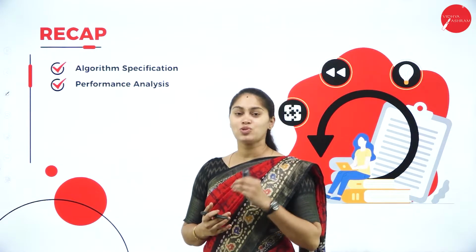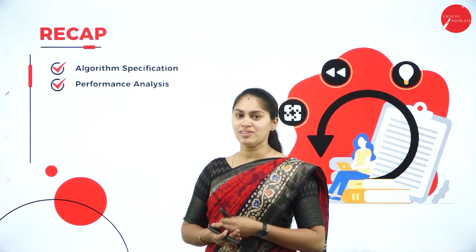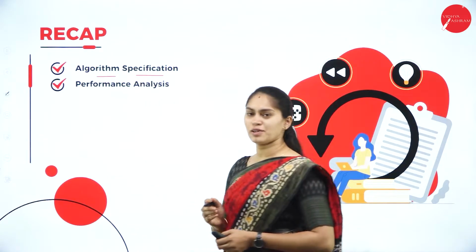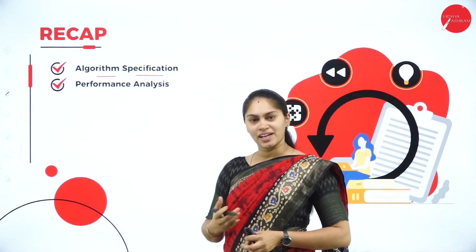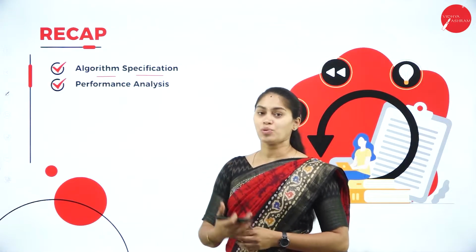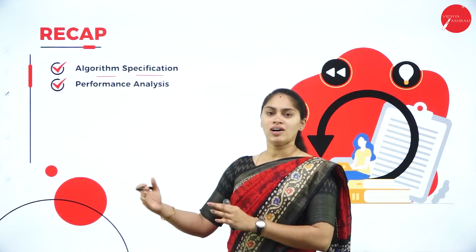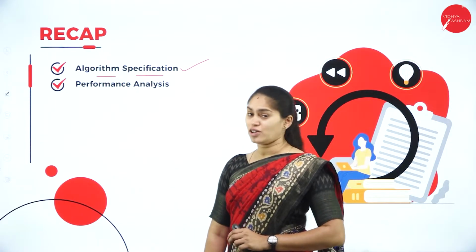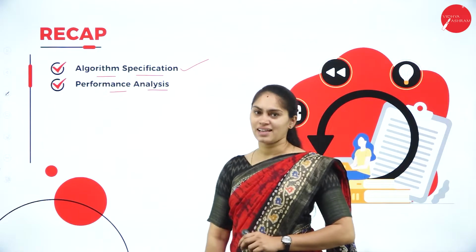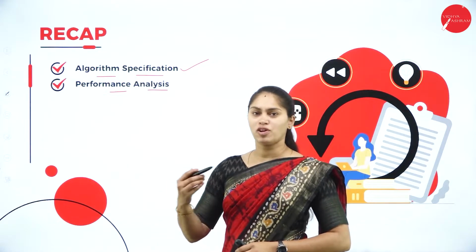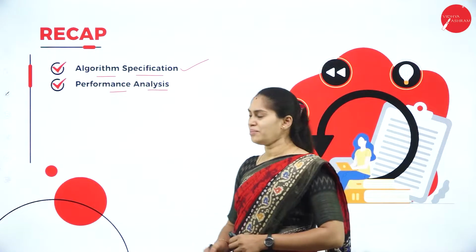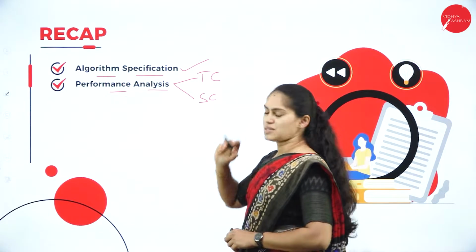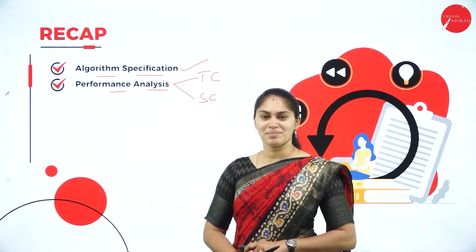What is its advantage? What are the characteristics of an algorithm? Along with that, I discussed algorithm specification, how an algorithm is going to be specified. It should have a finite number of steps, take input, display output, and be effective. All those stages of algorithm specification I discussed in my previous session. We also got to know about performance analysis. The performance of an algorithm is analyzed in two terms: time complexity as well as space complexity. That is what I discussed in my previous session.